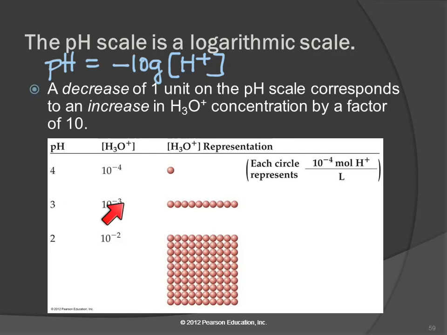So if you do that with this one, you press the log button, you'll get minus 3. You change the sign, you get plus 3. 10 to the minus 2, the log is minus 2. You change the sign, you get plus 2.